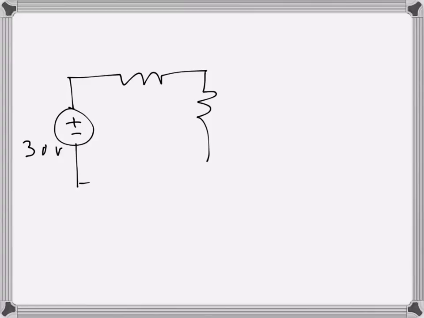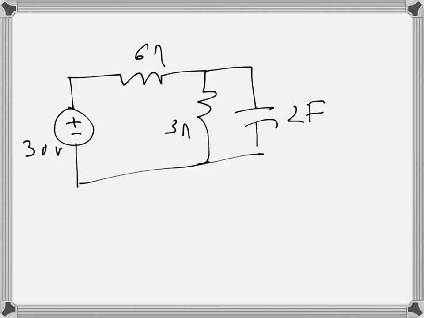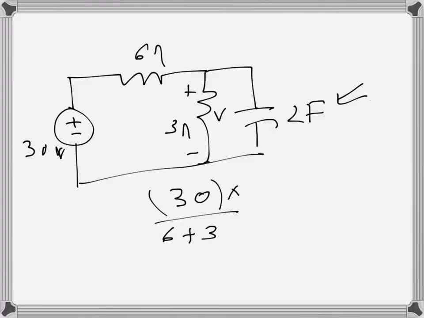So we will draw the circuit again. Here this is 30 volts, and we can ignore the other source for the time being. So this becomes the circuit before t equals 0. So this is 2 farad here, this is 6 ohms, 3 ohms, 30 volts. So the voltage that is here, V, that will be the voltage stored across the capacitor, and we can find that voltage using voltage divider rule. So that will be 30 divided by 6 plus 3 times 3, which is 10 volts.